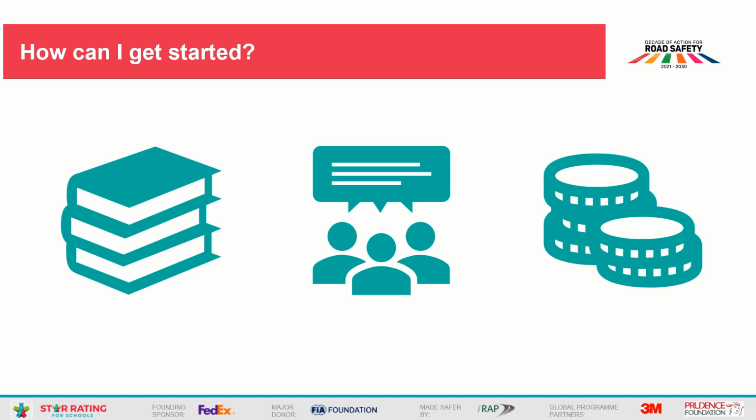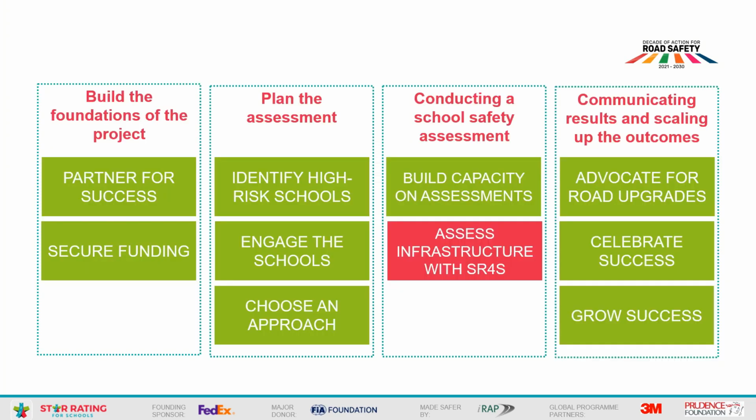Another important point to have in mind is making sure that you have a partner, different organizations or stakeholders that can help improve the roads around the school. This means not only assessing the safety at these streets, but implementing the life-saving treatments that can make these locations much safer for pedestrians walking to school. Our suggestion is to incorporate Star Rating for Schools as part of your efforts to improve safety around schools.